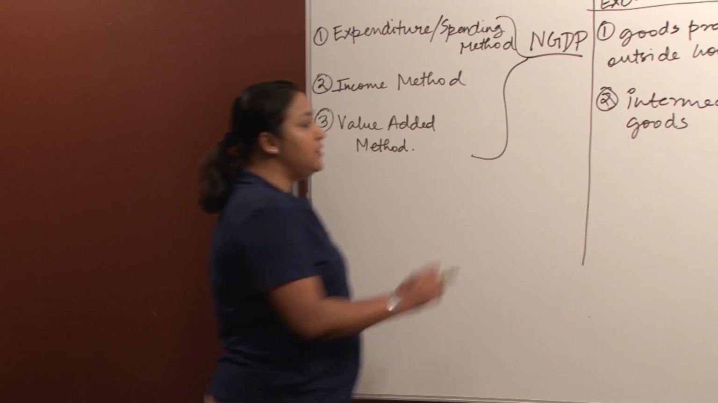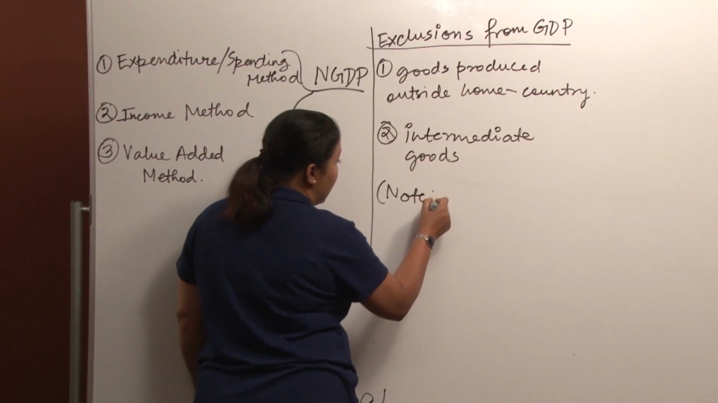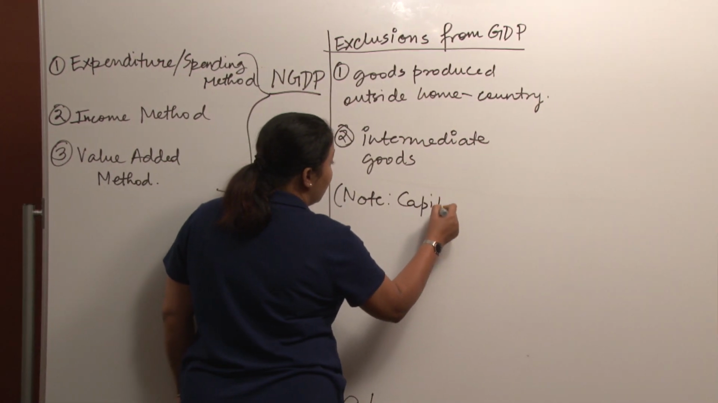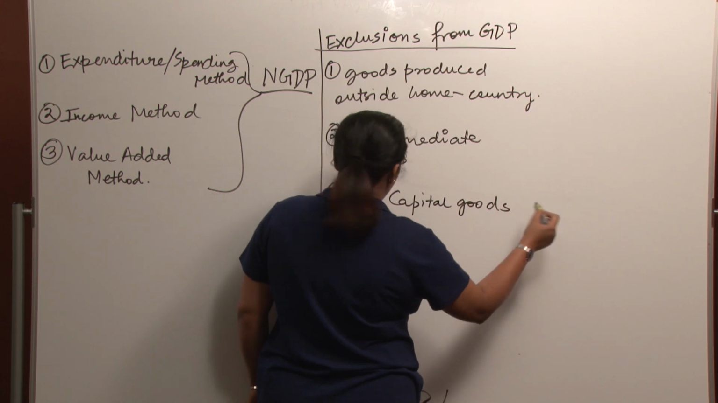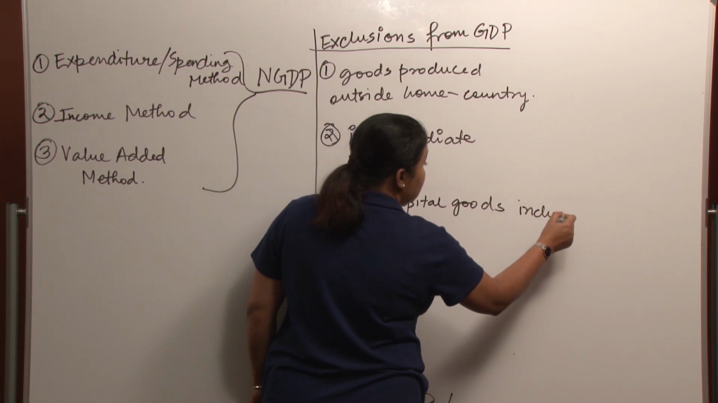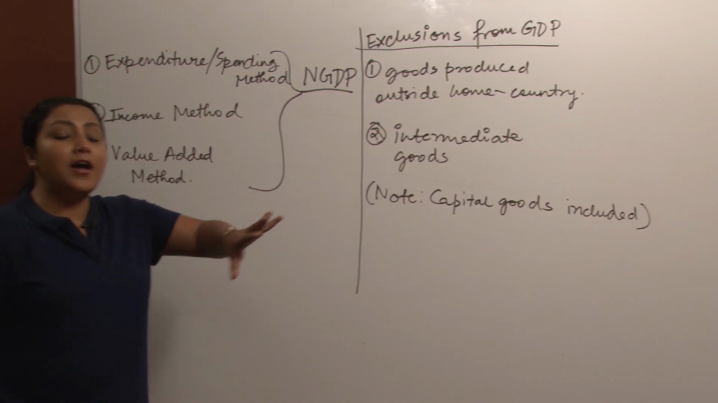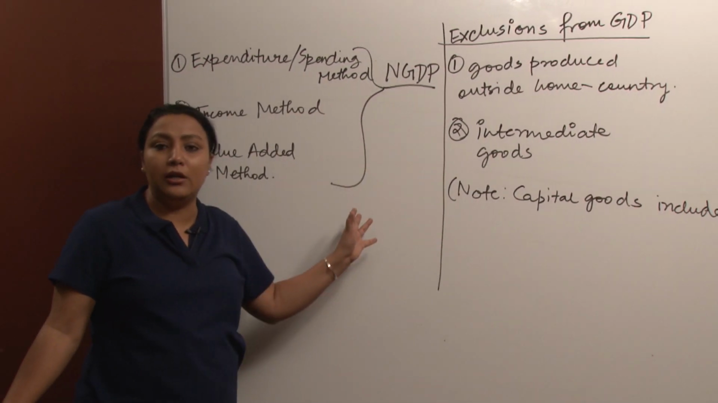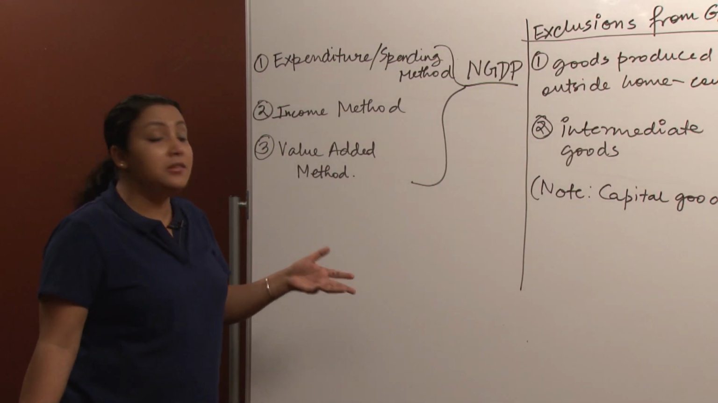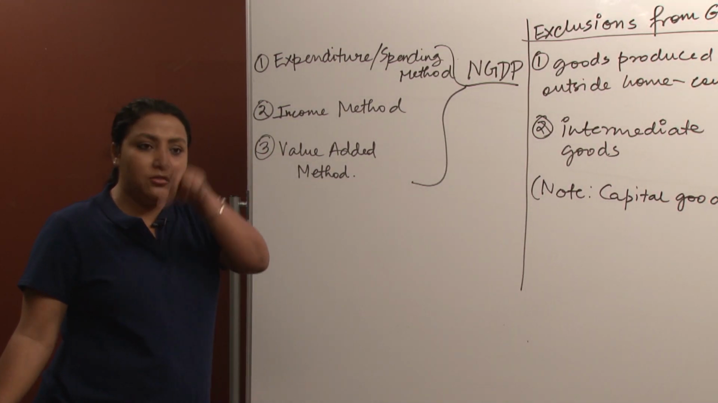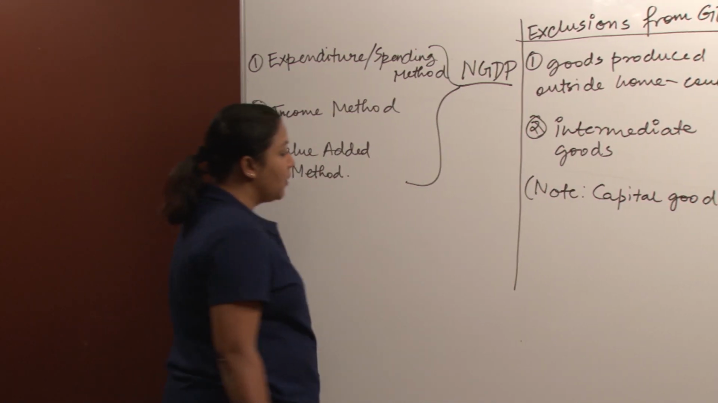So basically intermediate goods are excluded, but you can keep a note to yourself that all capital goods are included in GDP because capital goods are considered as investment for a business firm. So it classifies as capital I and it will get included in GDP because you know that GDP is C plus I plus G plus NX. So the I is there. So all capital goods get included under that I.